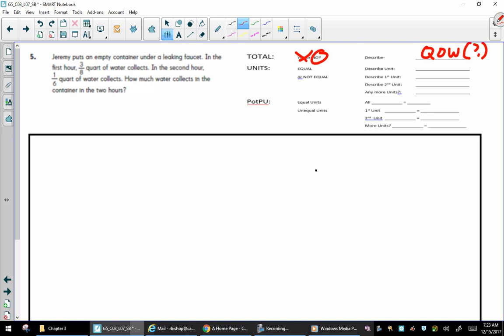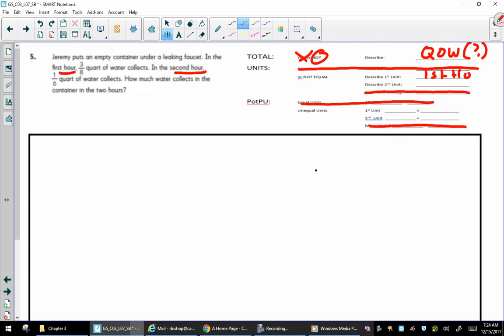Do we have equal units? Well, let's think of what the units are first of all. In the first hour, 3/8 collects. In the second hour, 1/6 quart of water collects. So our two units are going to be first hour and second hour, and they're unequal. They're not equal.